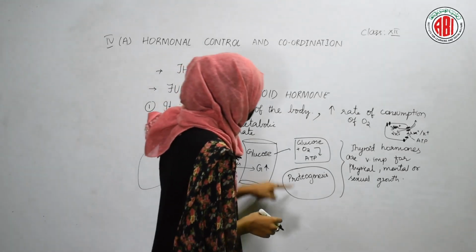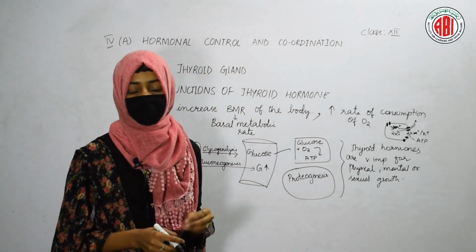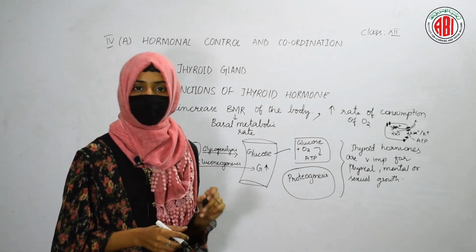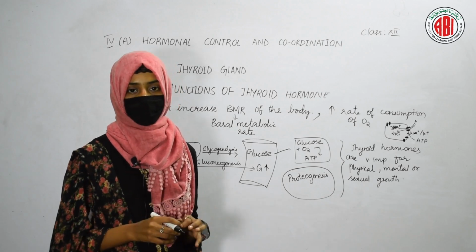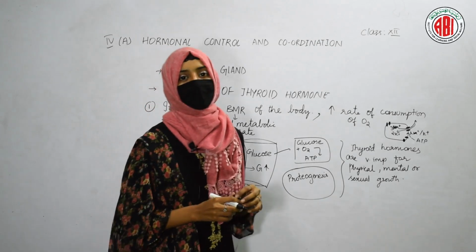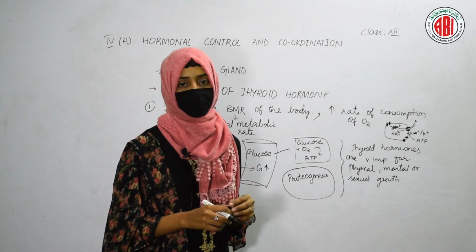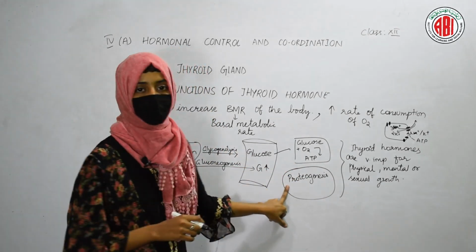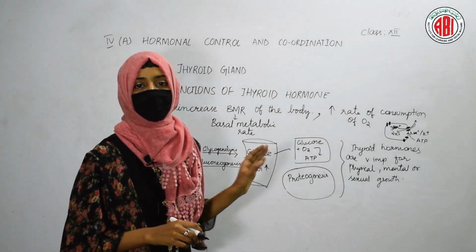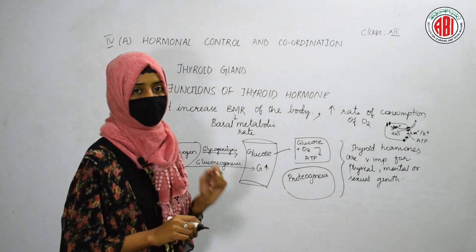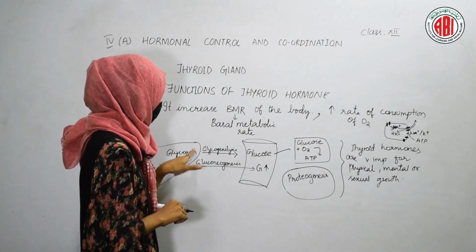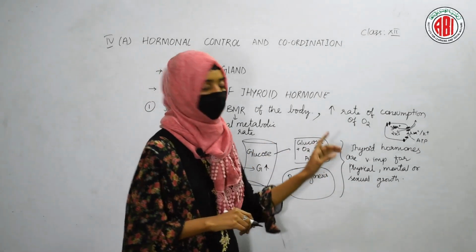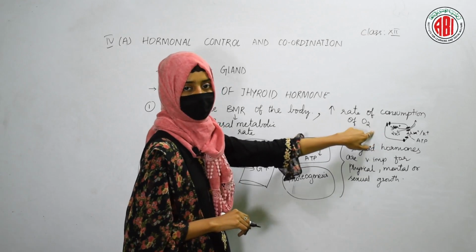And proteogenesis can also be seen in the different cells. Proteogenesis means the synthesis of proteins. Proteins will not be broken down in the cells, because proteins are responsible for the growth of the different parts of our body. So here proteolysis is not going to happen. It stimulates the process called proteogenesis. In this way, thyroid hormone affects the metabolism of glycogenolysis and also gluconeogenesis by increasing the number of sodium potassium pumps.